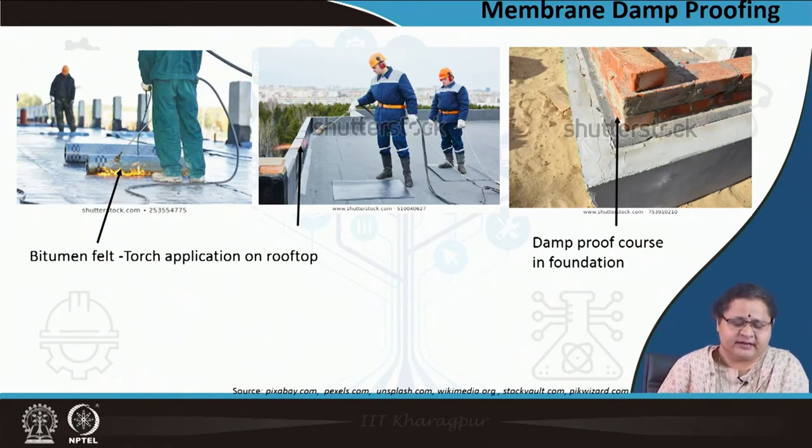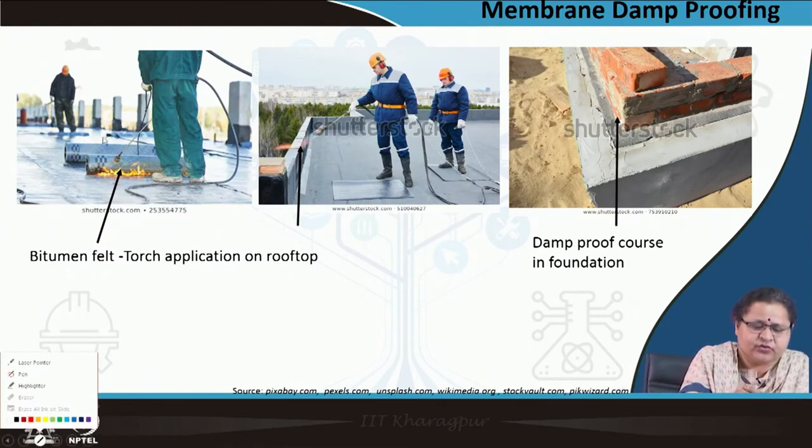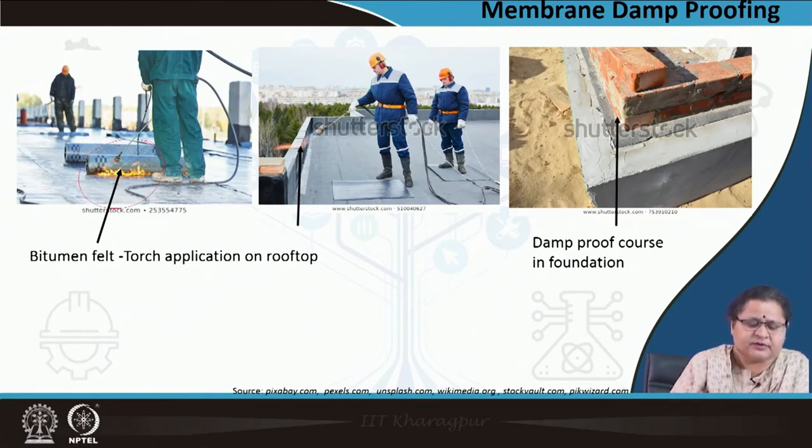You can see the picture where you see a person is actually rolling out, and you see here there is a fire on. So this fire has helped this bitumen to get locally molten, and that is actually helping it to stick to the surface onto which it is put. So you can understand this is a rooftop, and on rooftop, to make this flat roof totally waterproof, because it is going to experience or get the entire rainfall on it, it is torch applied, that is, it is pasted kind of. So this locally entire sheet is molten and it is pressed onto the surface.